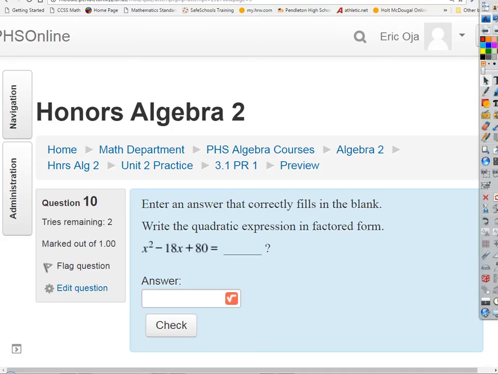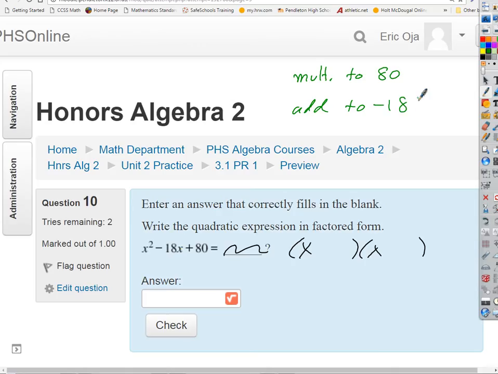Okay, another one. Once again, see if we can write this in factored form. Well, there's our template because the number in front of x squared is a 1. The question is, can we find the magic numbers? They've got to multiply to the constant, which is 80, and add to the coefficient of x, which is negative 18.